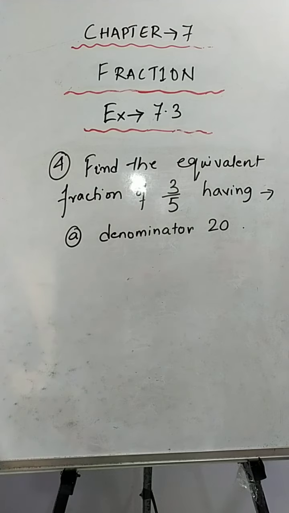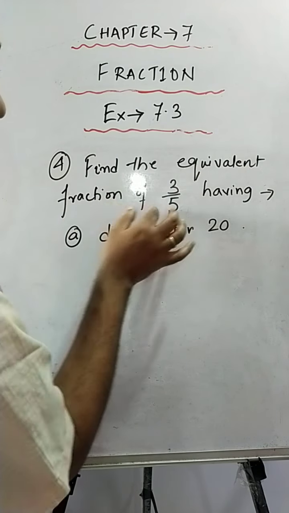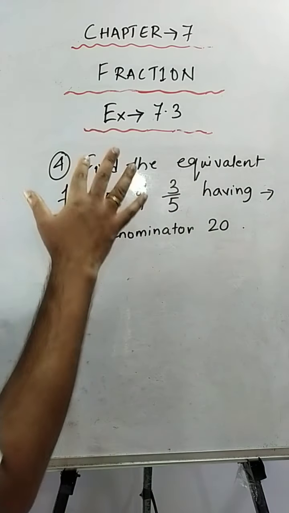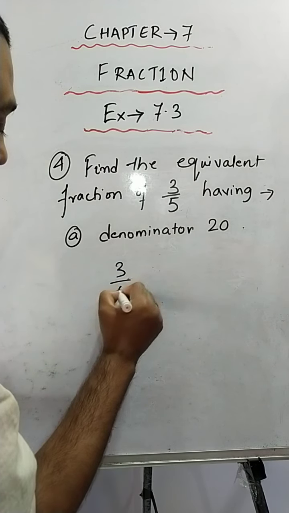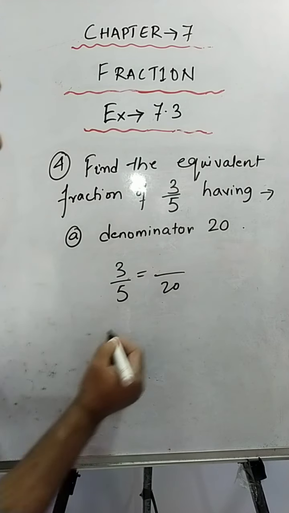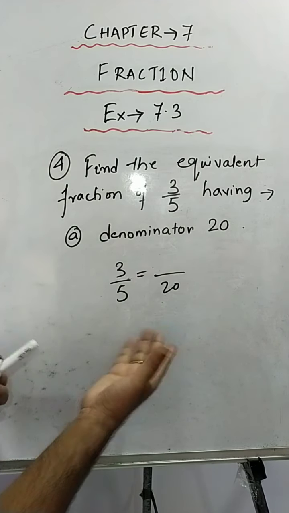So question number 4 we have, find the equivalent fraction of 3 by 5 having denominator 20. So what is the meaning of this? It's very similar to the previous question. Just how you have to write it down. See, 3 by 5, and what denominator you have to make? 20. So what would be the numerator? See, almost same only. Fine.